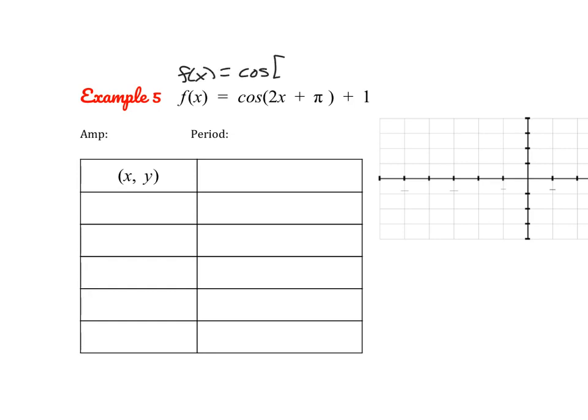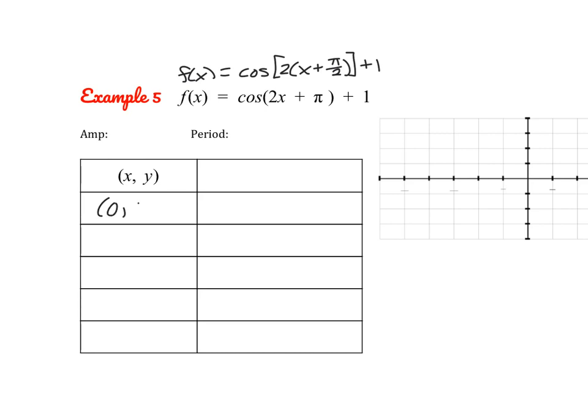Cosine of 2 times x plus pi over 2 plus 1. So you can see here I factored out a 2. So this helps me differentiate between the shrink and the shift. So now that I have the function in a better form, we can start with our parent function coordinate.